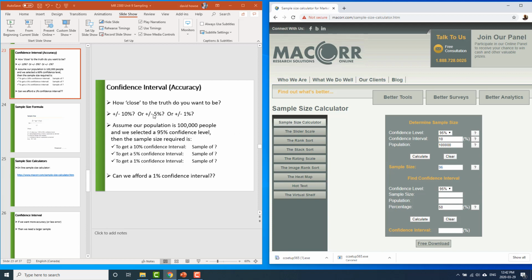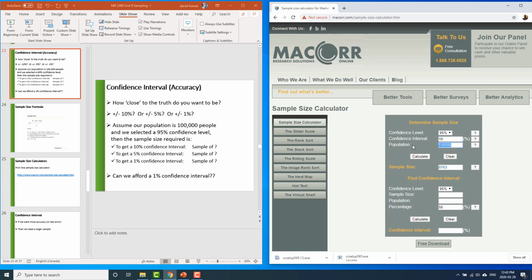And back over here, what if it was a confidence interval of 5%? 383 people. And then a confidence interval of 1%. This is incredibly accurate. How many people do you have to ask? Of the 100,000 people, you have to do 8,763 surveys. It's not feasible. So let's go back to that plus or minus 10%.